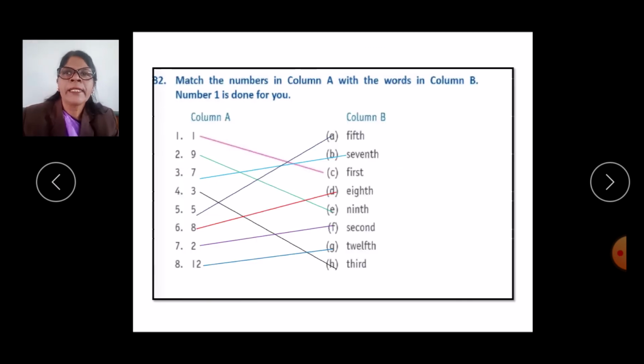B2. Match the numbers in column A with the words in column B. Number 1 is done for you. So we have to match the numbers in column A with the words in column B. 1 we say it as first. 9 we say it as ninth. 7 we say it as seventh. 3 we say it as third. 5 we say it as fifth. 8 we say it as eighth. 2 we say it as second. 12 we say it as twelfth.